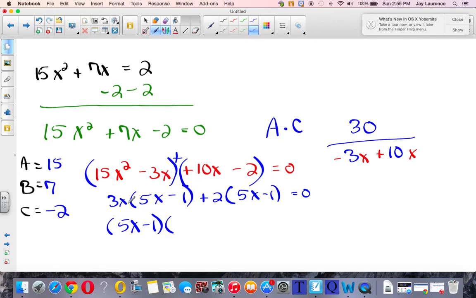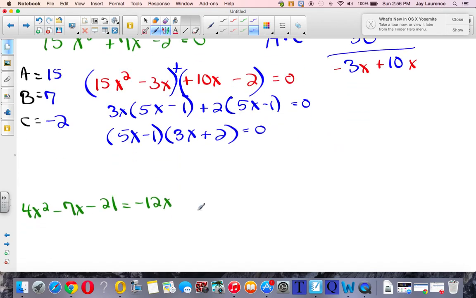So I pull out this 5x minus 1, I'm left with 3x. Pull out the 5x minus 1 over here, I'm left with a positive 2. And now I have two equations I need to write. 5x minus 1 equals 0, and 3x plus 2 equals 0. I'm going to leave it up to you to solve those two equations. I'm going to get 1/5, and I'm going to get negative 2/3.